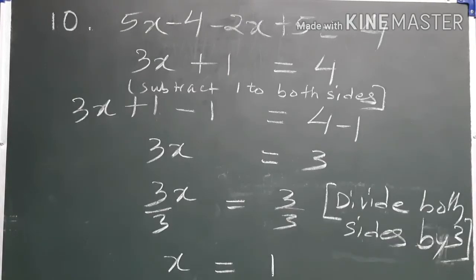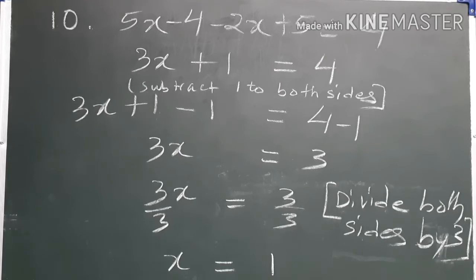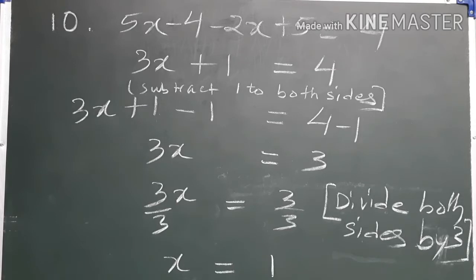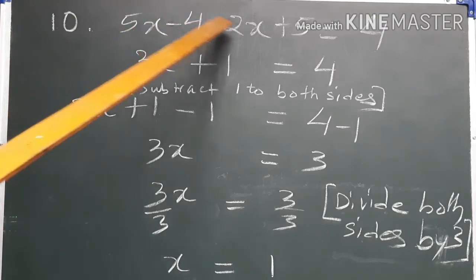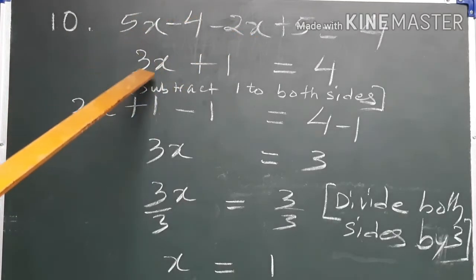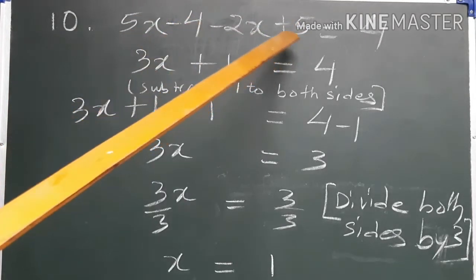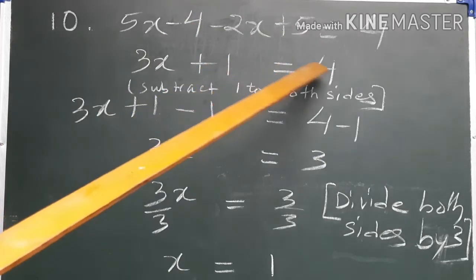Question number 10. 5x minus 4 minus 2x plus 5 is equal to 4. Here we have to first simplify this. 5x minus 2x becomes what? 3x. Minus 4 and 5 becomes what? Plus 1. Other side is 4.